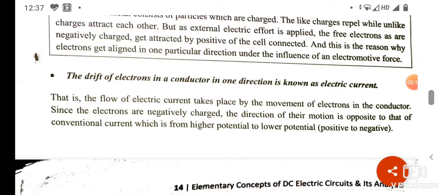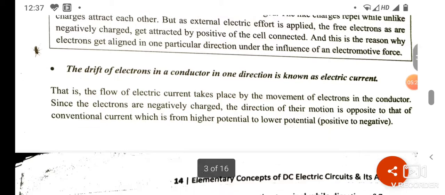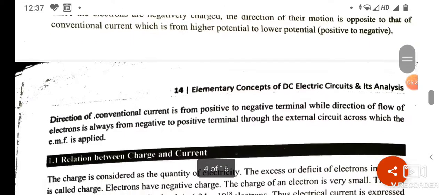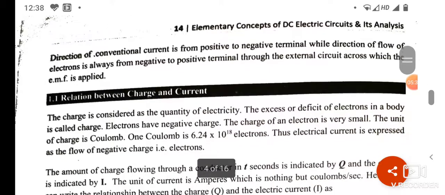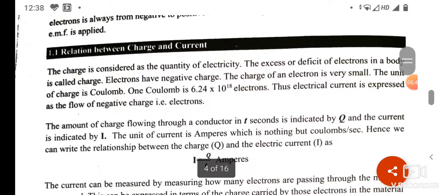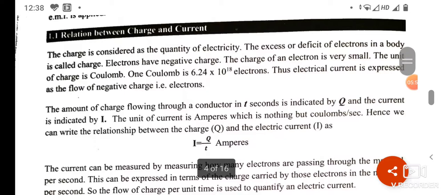The drift of free electrons in one direction can be termed as what? Electric current. The direction of conventional current is from the positive to the negative terminal, while the direction of flow of electrons is always from negative to positive. That is an important point to be noted. The flow of electrons is from the negative to the positive terminal, but we take it conventionally as positive to negative. Then what is the relation between charge and current? What is meant by charge? Charge is the quantity of electricity.